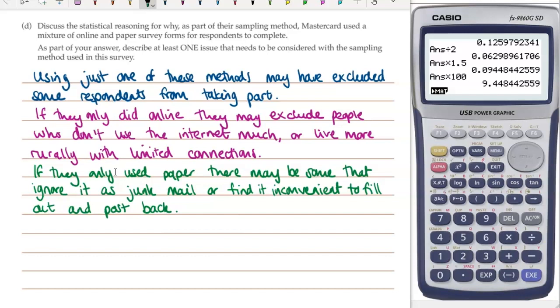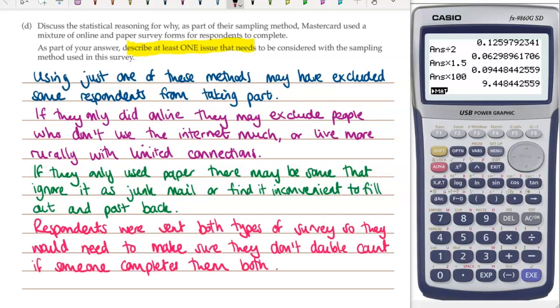And then we need to finish by describing at least one issue that needs to be considered by having done this by both paper and online. And what that means is they've selected their sample and then sent them both a paper and an online survey. So there's a potential that someone could respond to both of those. You need to make sure that their responses aren't being double counted.